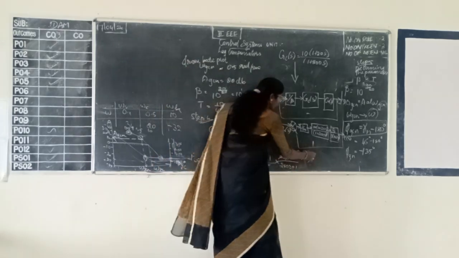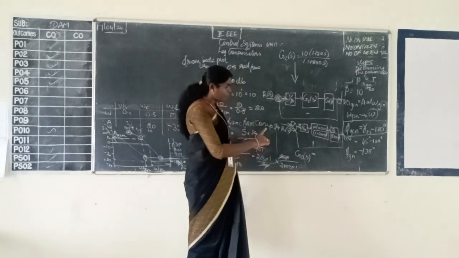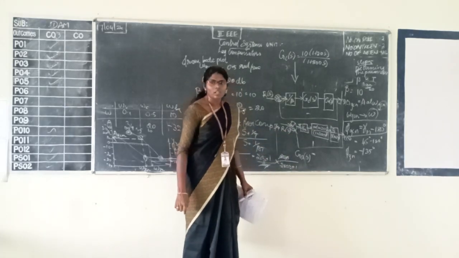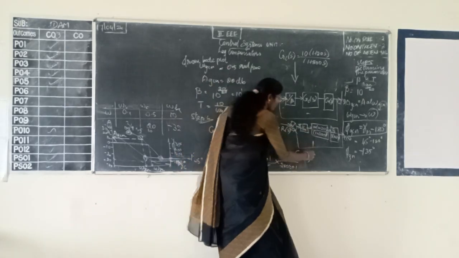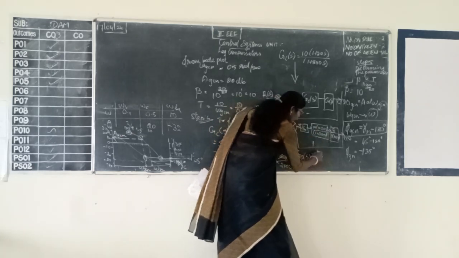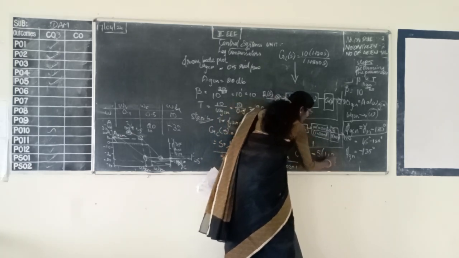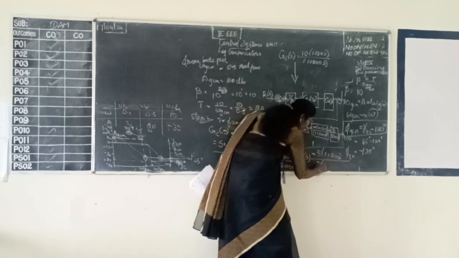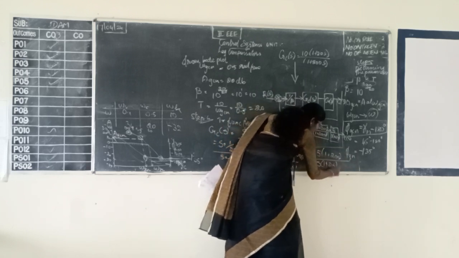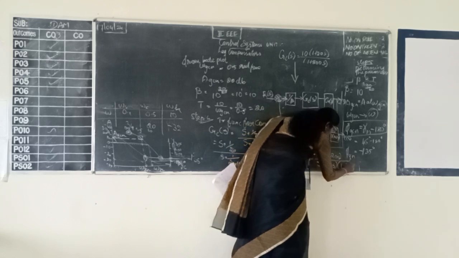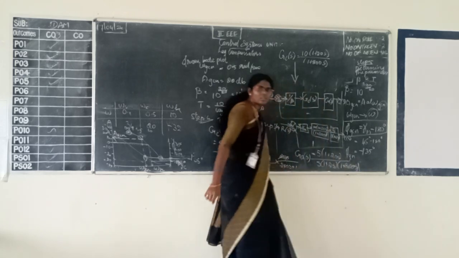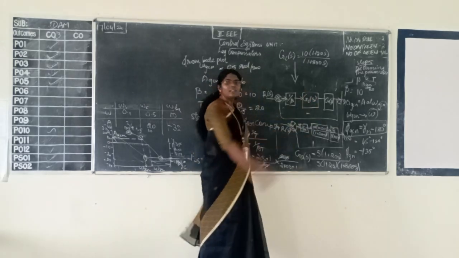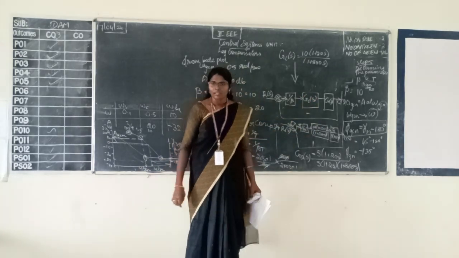G naught of S will be equal to, if all three are cascaded in series, so what is G naught of S then? 5 into 1 plus 20s divided by S into 1 plus 2s into 1 plus 200s. So this 10 and 10 will get cancelled.